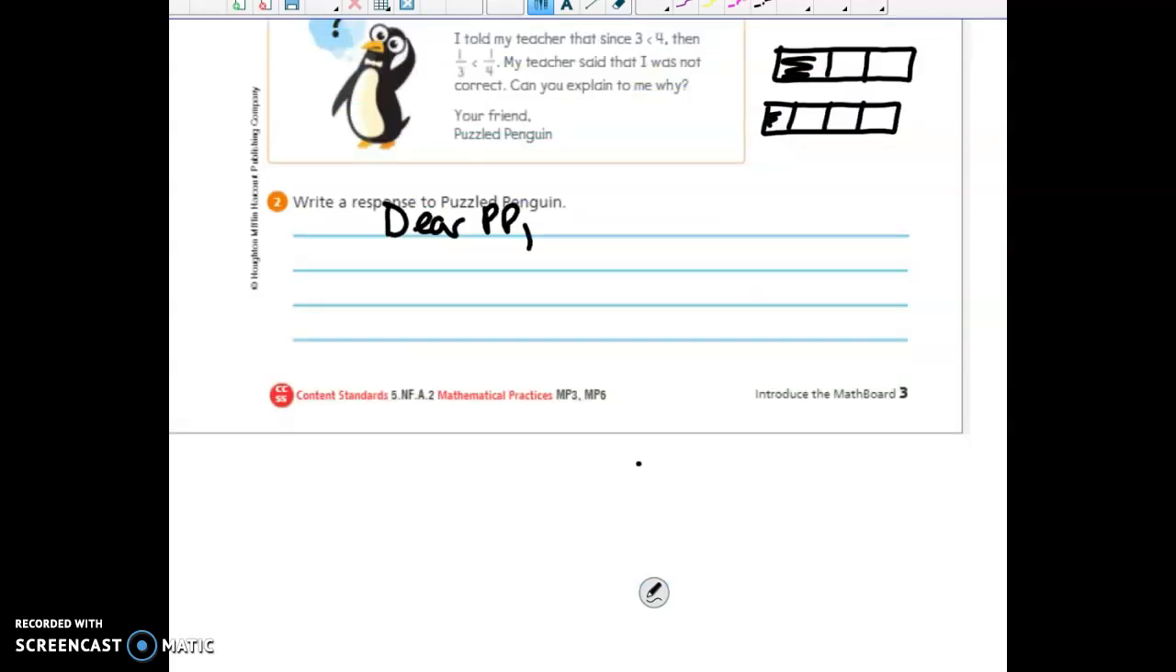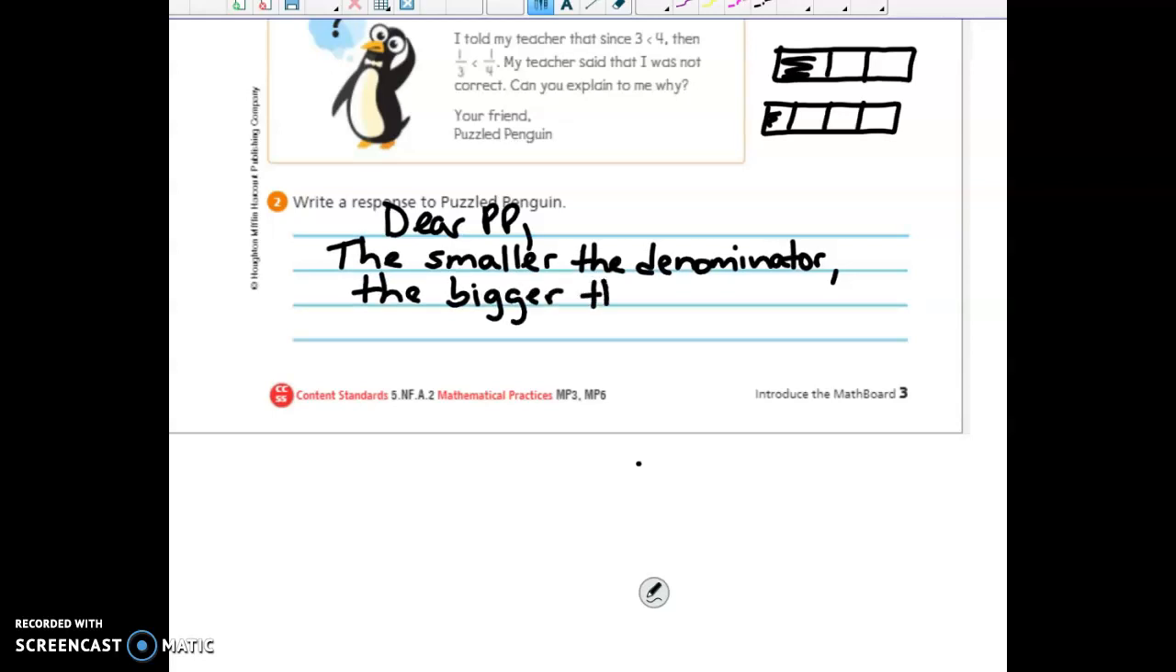Dear Puzzled Penguin, the smaller the denominator, the bigger the fraction. Or you could have actually said the opposite, couldn't you? The bigger the denominator, the smaller the fraction.